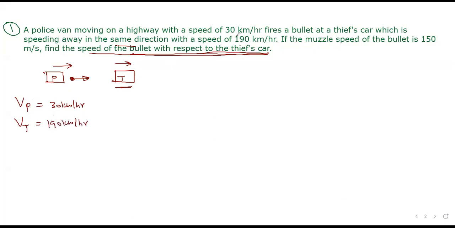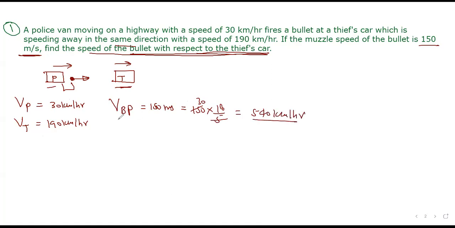Now what is given to you? Look here. The speed of the bullet is 150 meter per second. This is actually the relative velocity, because your police van is moving and you're firing a bullet from the moving vehicle. So relative velocity is given. We can write the relative velocity of the bullet with respect to your police car as 150 meter per second. So first we convert this 150 into kilometer an hour. We can write 18 by 5. 5 goes 30 times, so 540 kilometer an hour. This is the relative velocity of the bullet given.